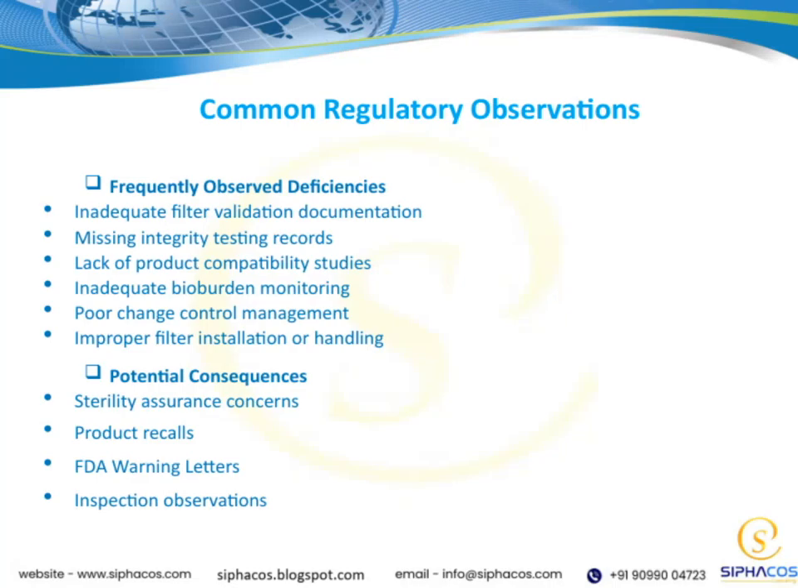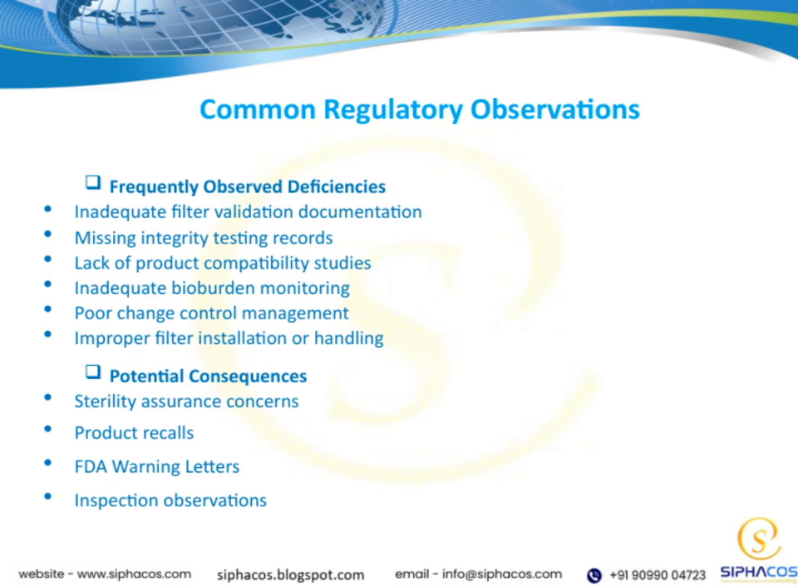On this slide, we're focusing on some common regulatory observations that we often see during inspections. These are areas where deficiencies tend to frequently occur and can have serious implications. For example, inadequate filter validation documentation is a major concern because it directly impacts the sterility and safety of the product. Missing integrity testing records can also raise red flags as they prevent us from verifying that filters are functioning properly. Another critical point is the lack of product compatibility studies, which are essential to ensure that the filters and materials used won't adversely affect the product quality.